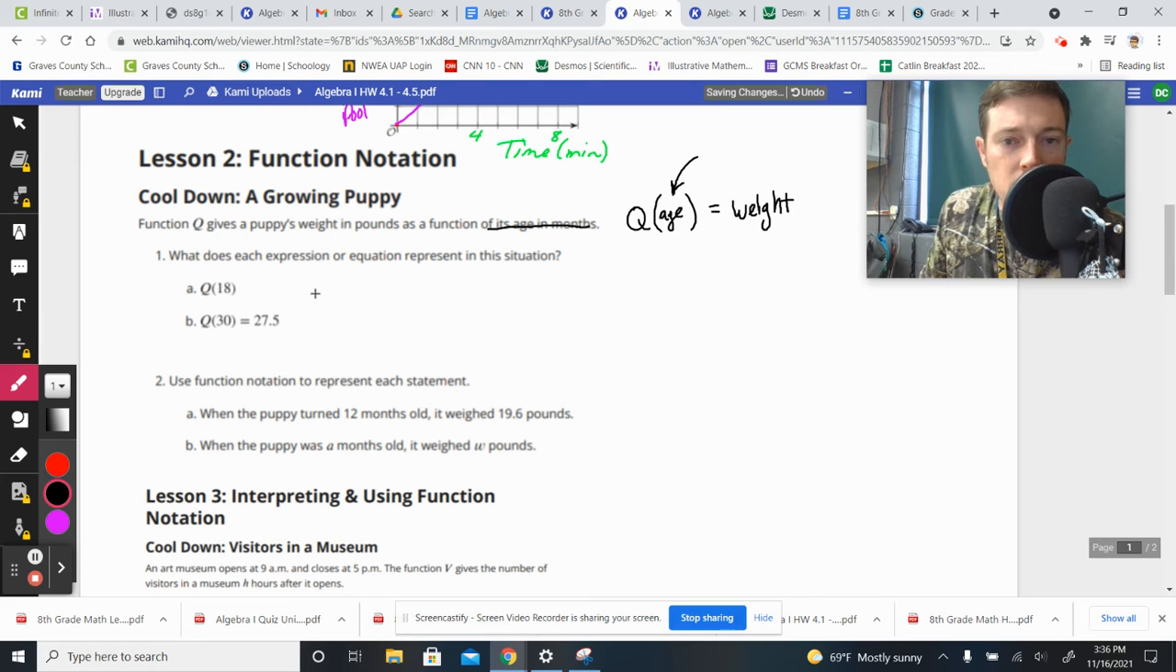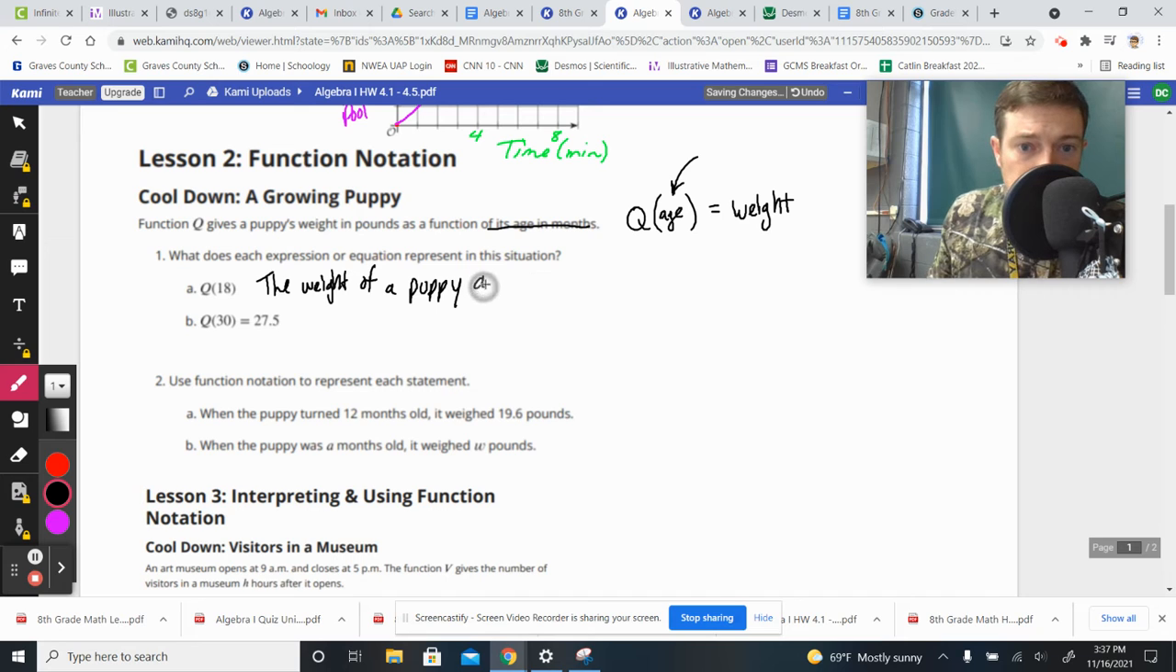Let's see if we can interpret some of the things that it wants us to interpret. What does each expression or equation represent in this situation? So when we see Q of 18, this represents all of that it tells us here with the age of the puppy being 18 months. So this would represent the weight of a puppy, and we don't know what it is. It's going to be the weight of that puppy at 18, which is the age of the puppy in months. So the weight of a puppy at 18 months of age. That's what that notation is representing in this particular function.